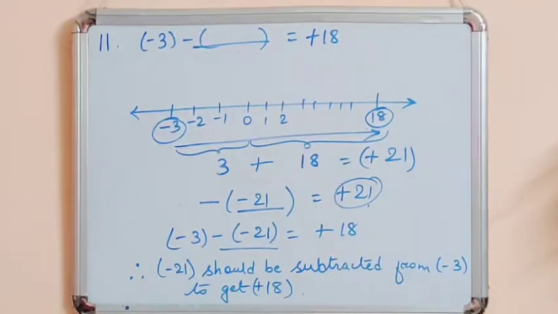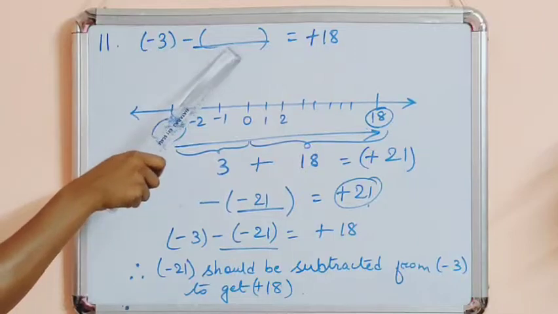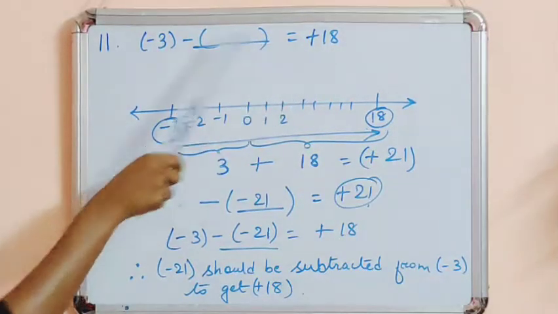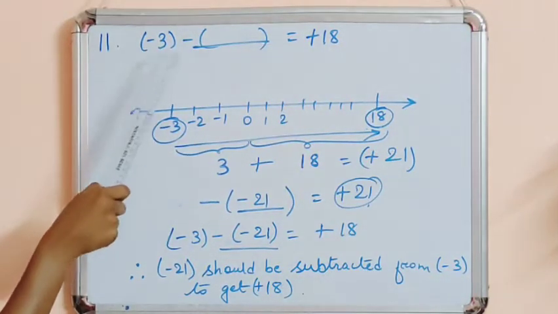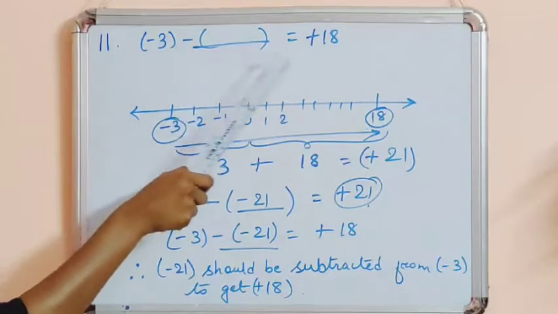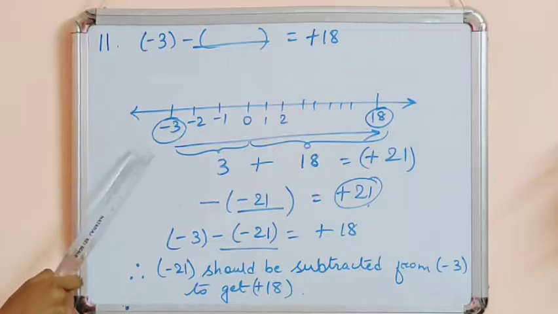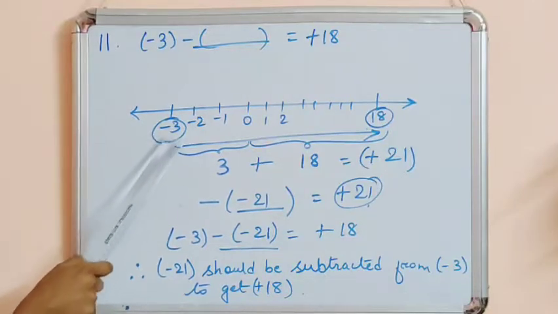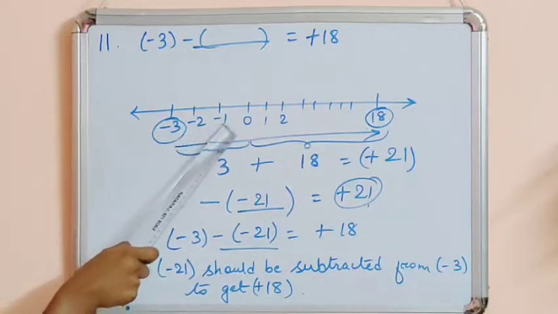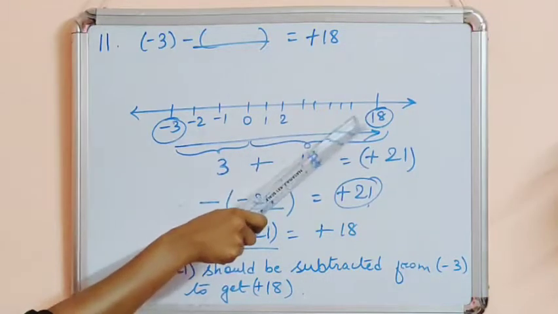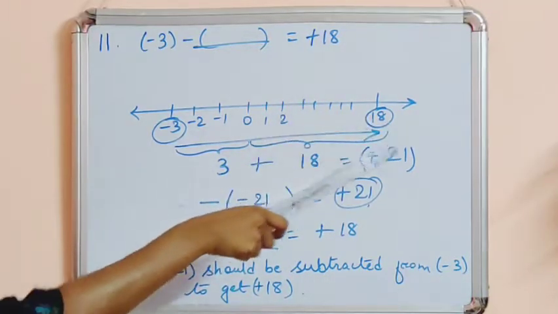Now look at question number 11. What should be subtracted from minus 3 to get plus 18? So from minus 3, we have to subtract something to get plus 18. So we can write it like this: minus 3 minus blank is equal to plus 18. Now if you use a number line, it will be something like this: minus 3, minus 2, minus 1, 0, 1, 2, and then some few numbers, then till 18.